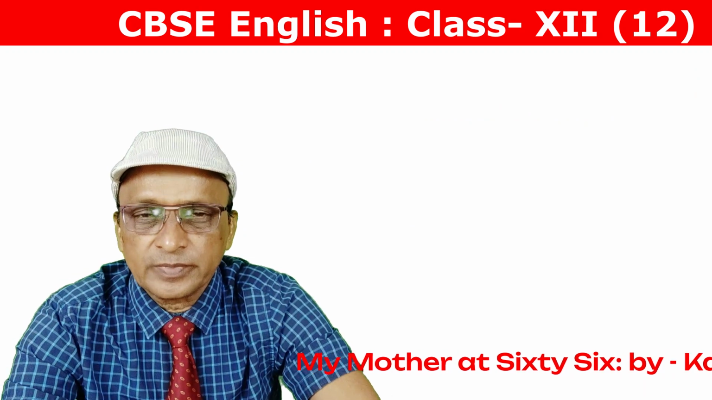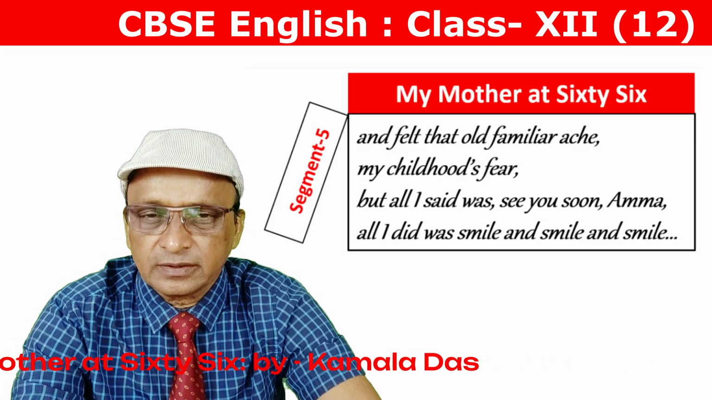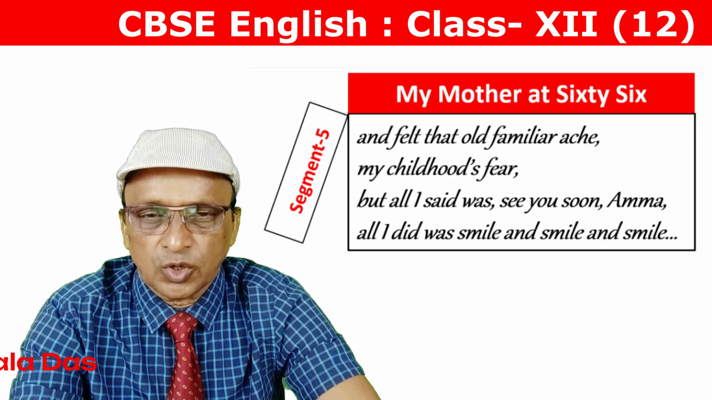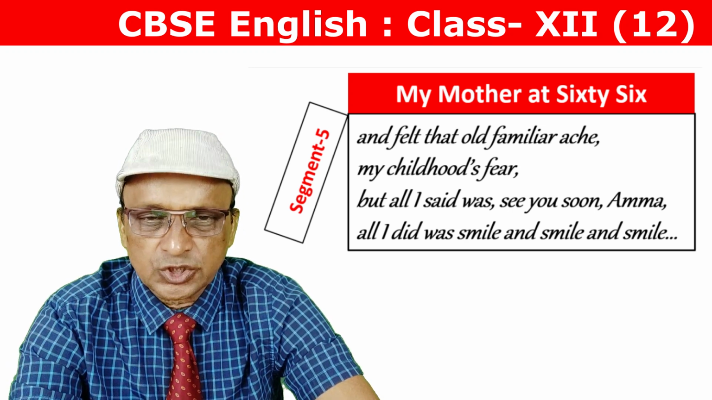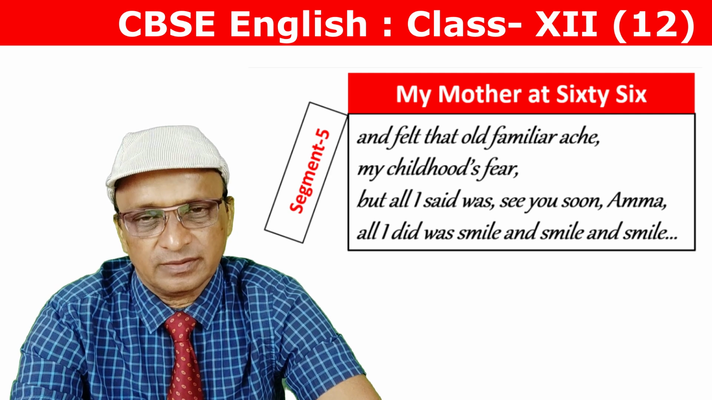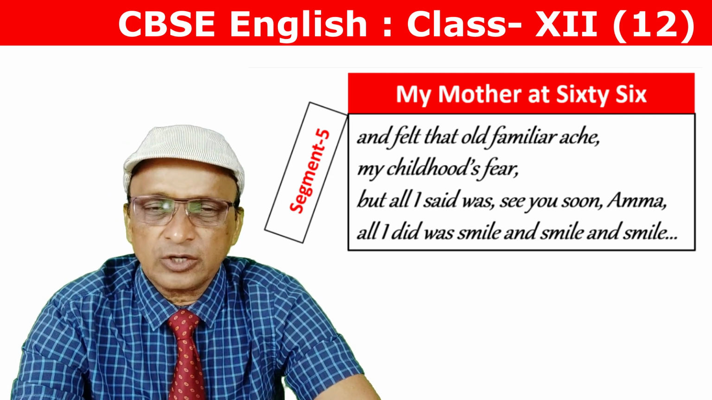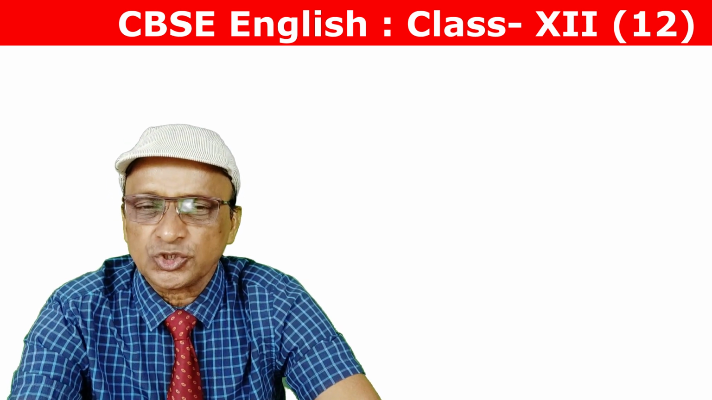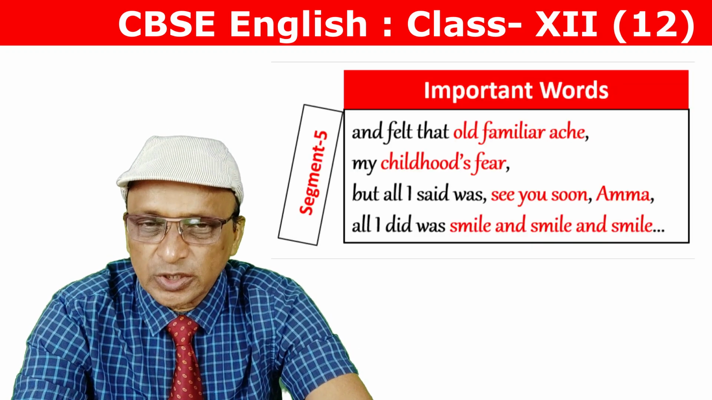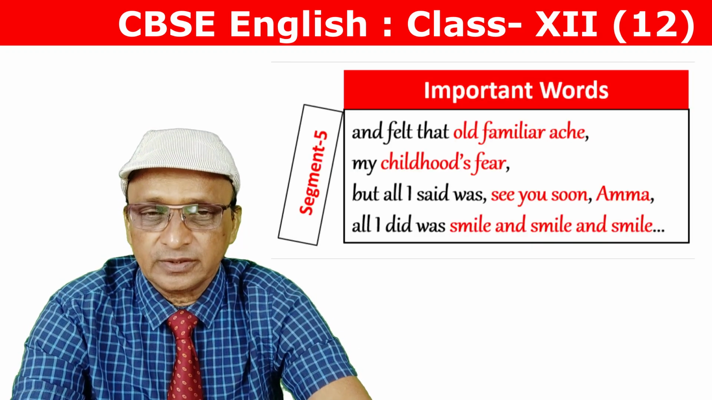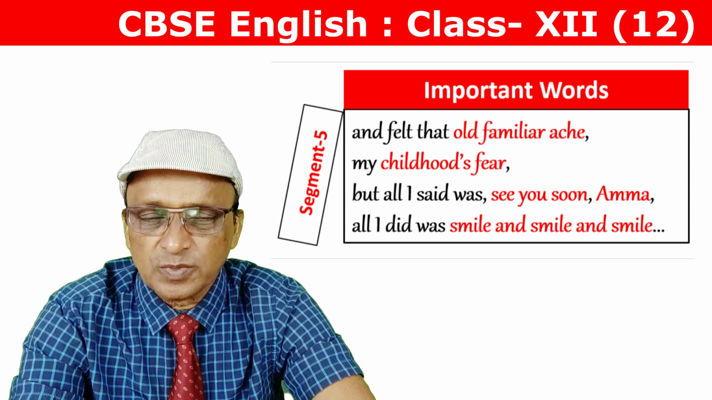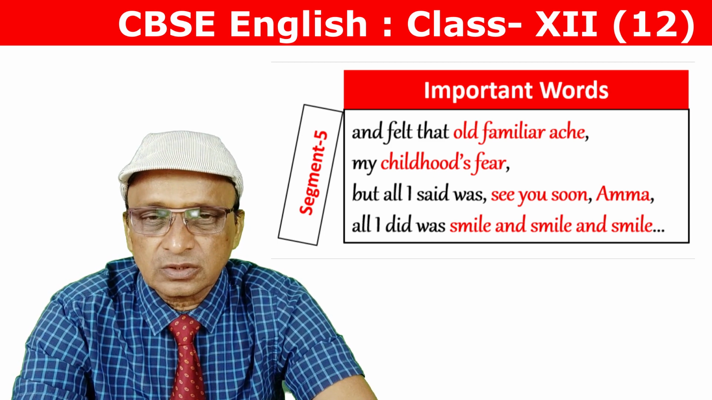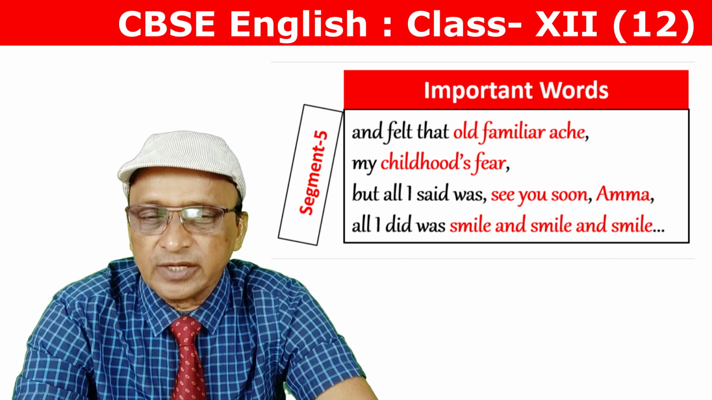Come to the next part of the poem. And felt that old familiar ache, my childhood's fear, but all I said was, see you soon, Amma. All I did was smile and smile and smile. This is the concluding part of the poem in which we find certain expressions. Old familiar ache is one expression. Childhood's fear, another expression. See you soon, Amma. Smile and smile and smile. Let us try to understand what these expressions really mean.